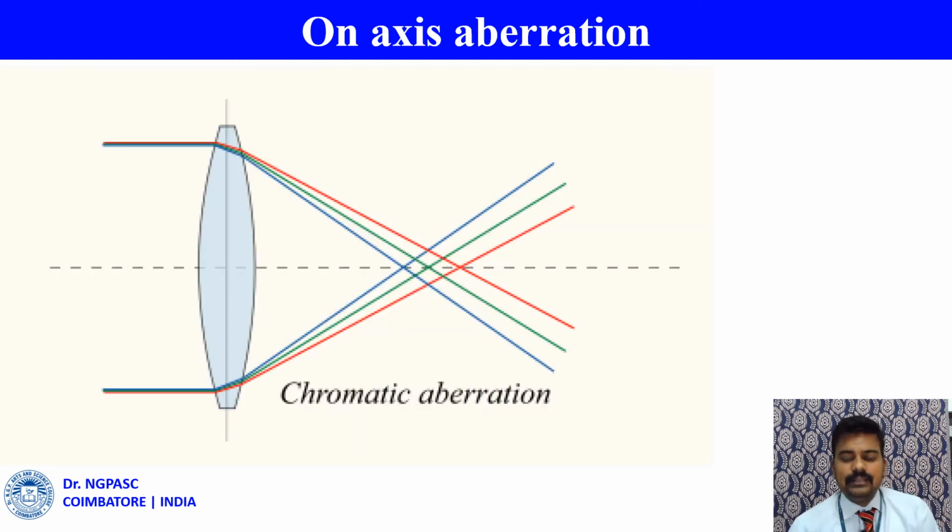Next, we talk about the on-axis aberration, chromatic aberration. This chromatic aberration also belongs to the on-axis aberrations.